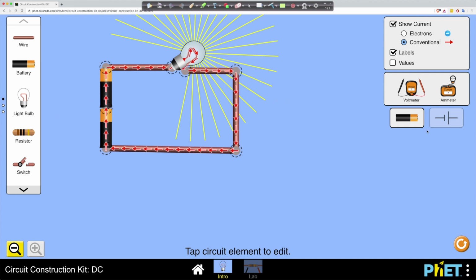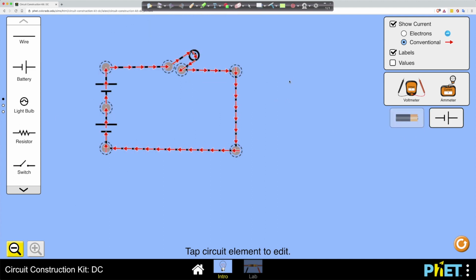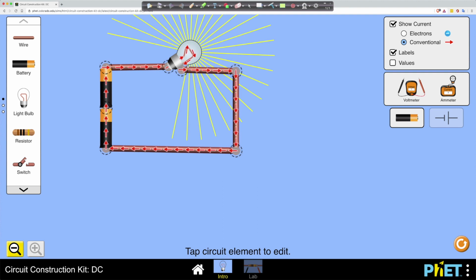Now, this is what they look like in real life, but this is using the actual symbols. So a symbol for a battery looks like this, where the short side is the negative side and the long side is the positive side. All right, so we'll go back to this mode so we can see that our light bulb is lit up. And this is the same thing that we had before. So now I want to add another light bulb. If I add another light bulb, I'm going to break it apart here.